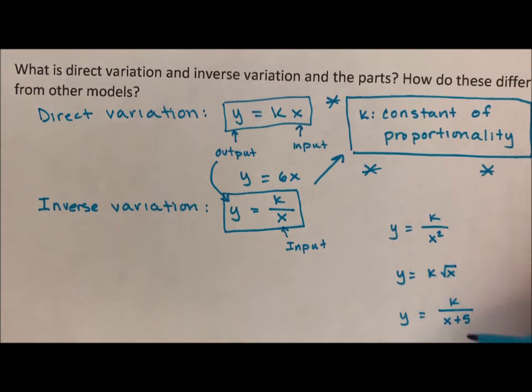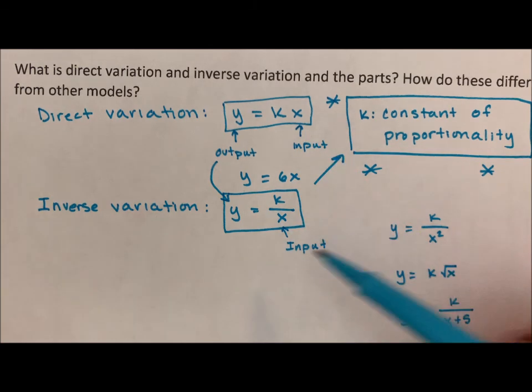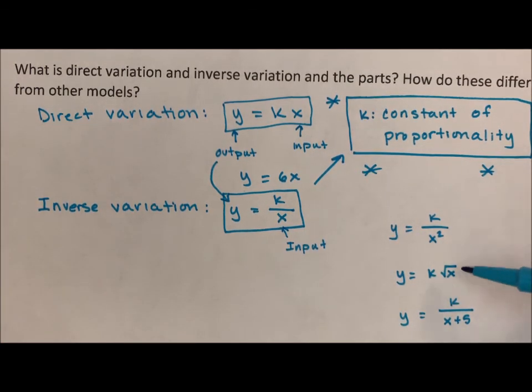I have a lot of videos on application problems for these. I have some skill and drill examples. Mostly I have application problems, but this is the basics of the model. Constant of proportionality is K, and do realize this is what the basic formula will look like.